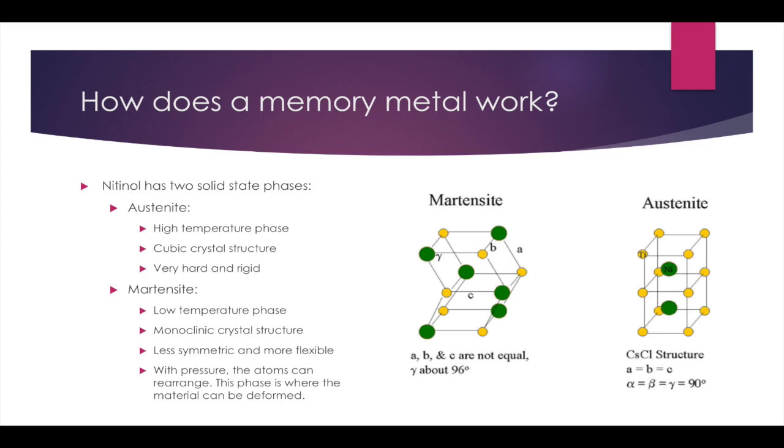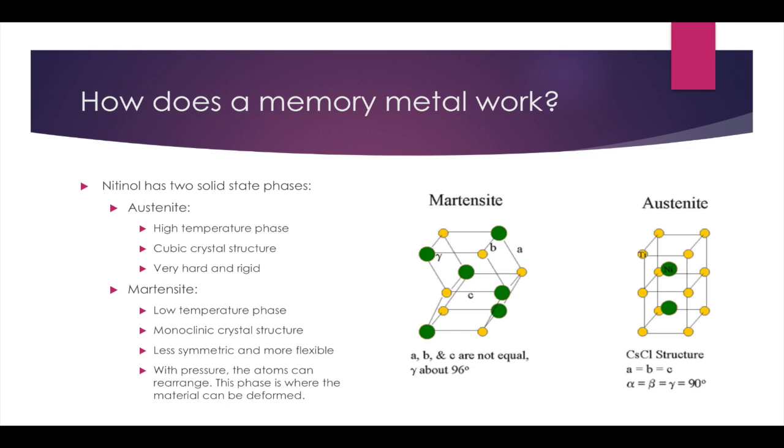Nitinol, for example, has two solid-state phases. Its high-temperature phase is called austenite. Austenite has a cubic crystal structure and it's very rigid and hard. Nitinol's low-temperature phase is martensite, which has a monoclinic crystal structure.